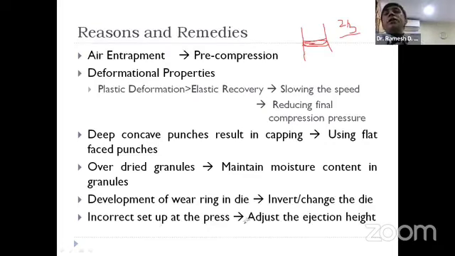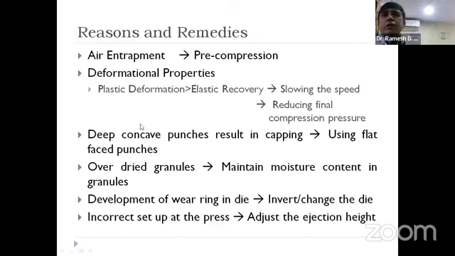And next is the incorrect setup of the press. If during ejection, the lower punch is not actually traveling to the surface of the die table. Ideally, it should come up to the die table, but many times, the lower punch is not traveling to the die cavity surface. If it is remaining somewhat lower, then the tablet will remain in the die cavity, and during ejection, it may break. So it may separate into layers. That is capping or lamination. So we need to set the punches properly.